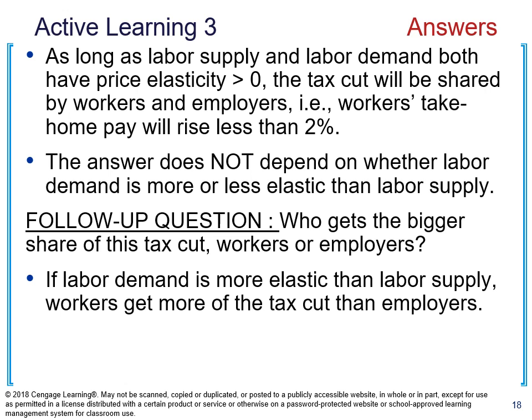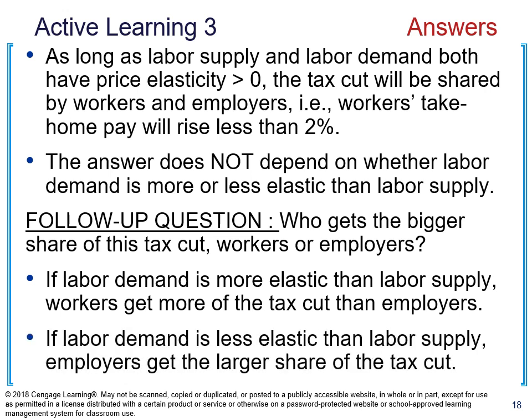And it is firms who demand labor. So firms are going to get less of the tax cut than workers if labor demand is more elastic than labor supply. And the converse is also true. If the labor demand is less elastic than the labor supply, then in that case, employers will get the larger share of the tax cut.